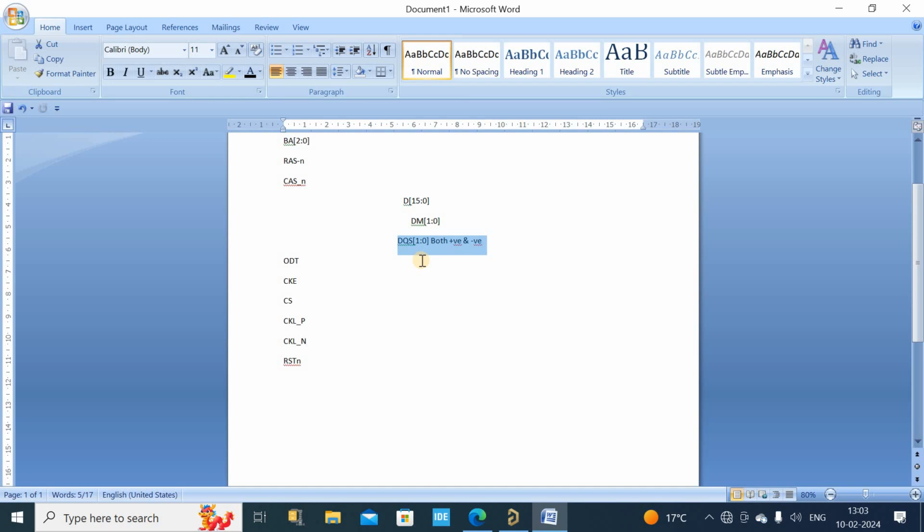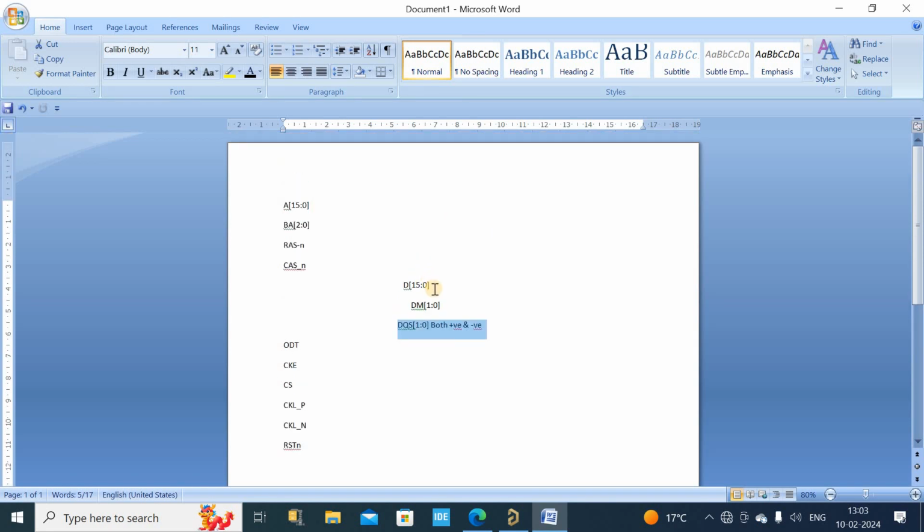Now let me describe what a data strobe signal is. A data strobe signal is used to capture the data on both edges of the strobe signal for a higher data rate. It has to be remembered that these signals work together to facilitate efficient communication between the memory controller and the DDR3 memory module. So these are the necessary signals to consider while interfacing DDR3 memories.